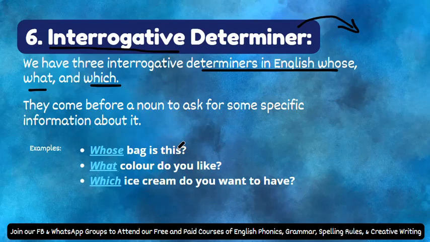Whose bag is this? What color do you like? Which ice cream do you want to have? In English, we have these 3 interrogative determiners that are written here.